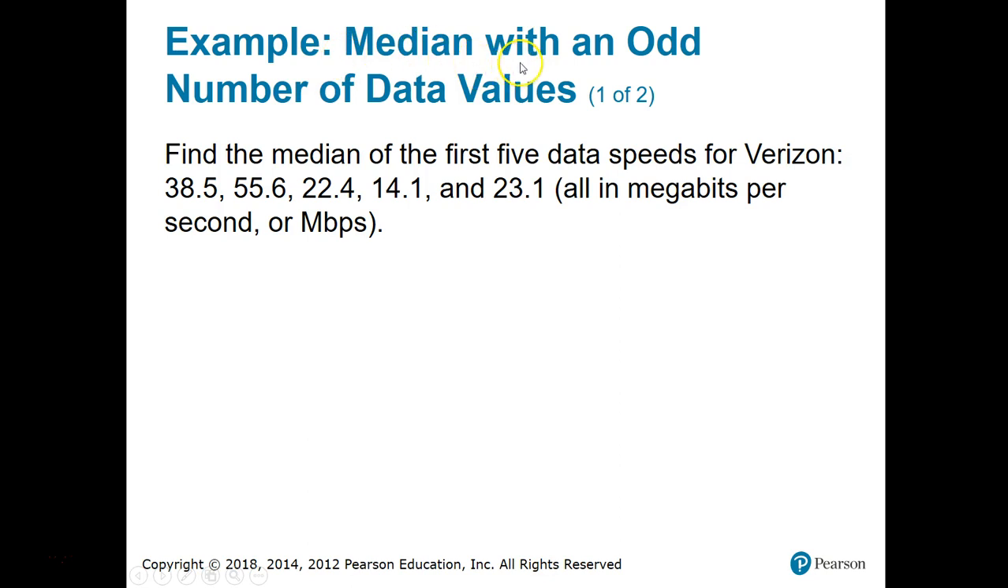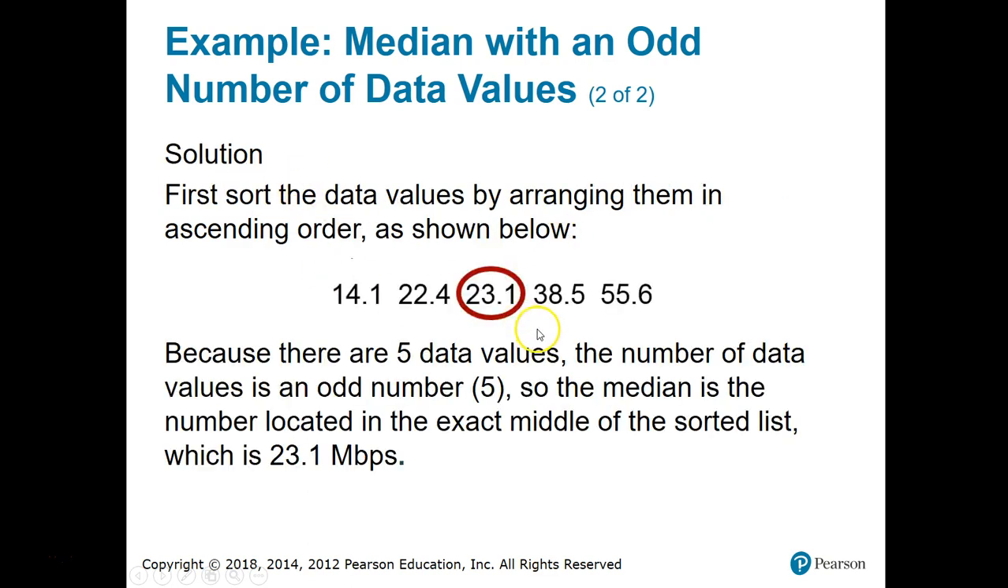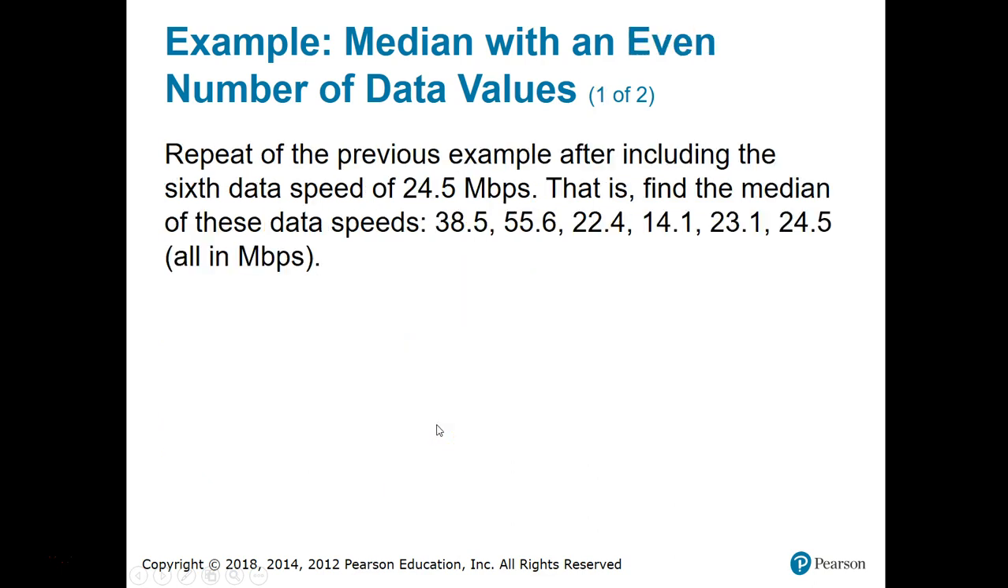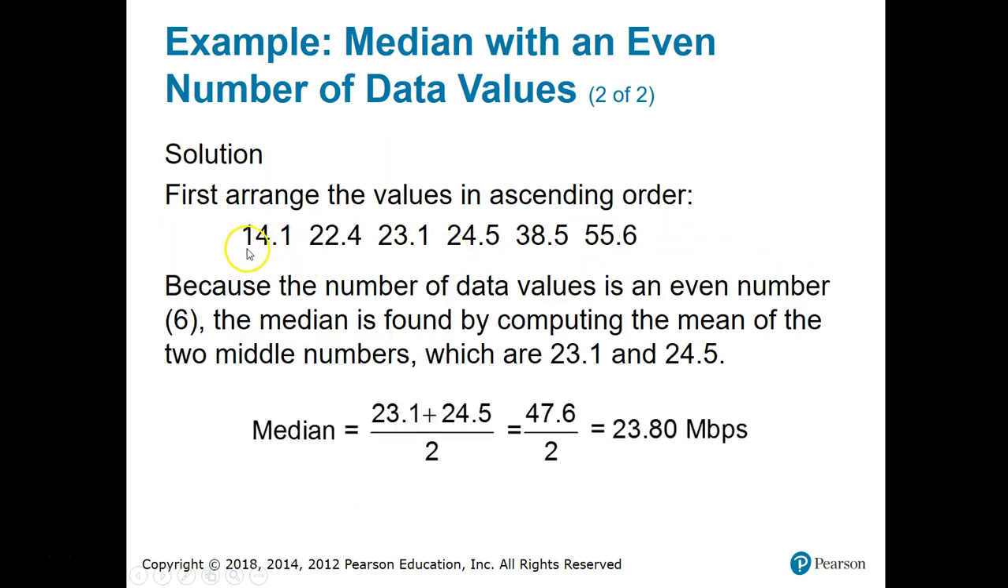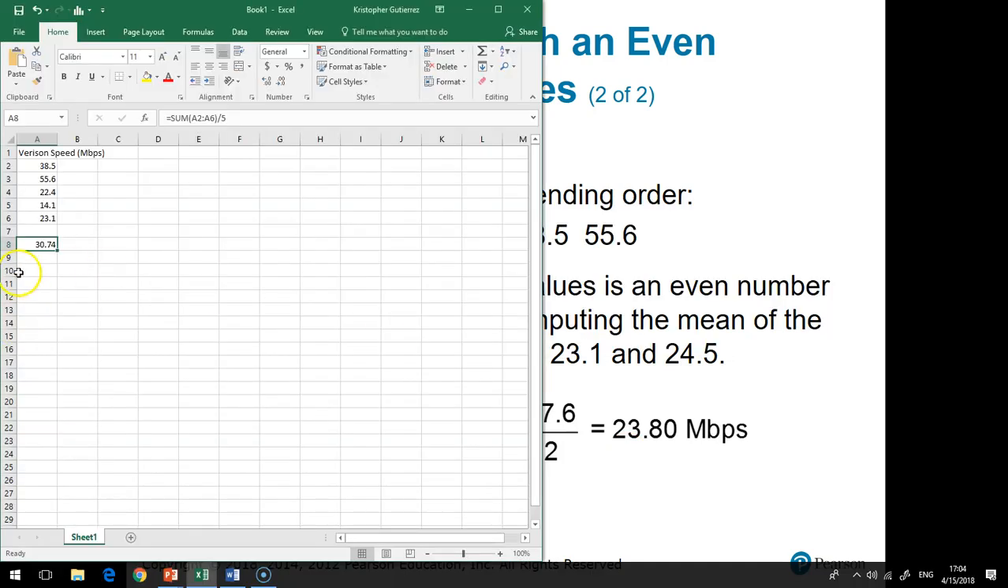All right, example: find the median with an odd number of data points. So this is the same data we had before, the Verizon data. Put it in order and find the middle one. We add a data point, 24.5, and now we're going to have two points in the middle. We put them in order. The two points would be 23.1 and 24.5. Add those two, divide by 2, and we get 23.8.